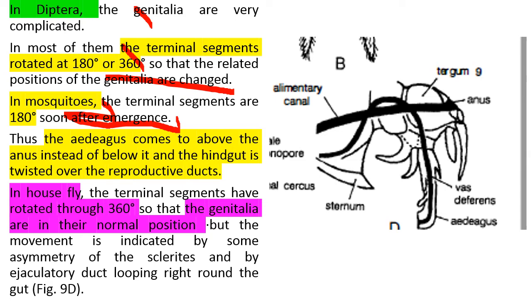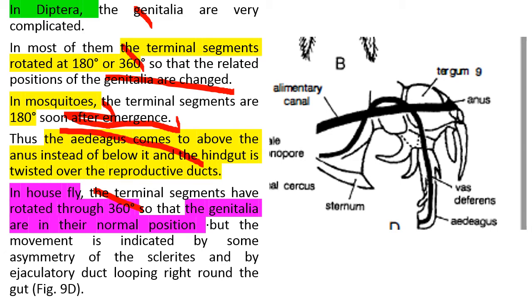The position of the hindgut is also twisted over the reproductive ducts. This is a co-adaptation that has occurred according to the habit and habitat of a particular insect. In house flies, the terminal segments rotate through 360 degrees, so the genitalia are in the normal position.